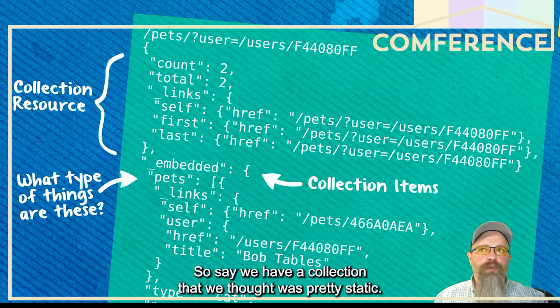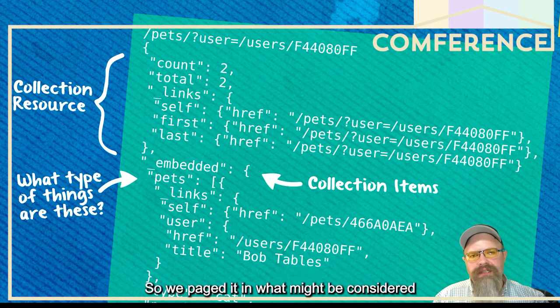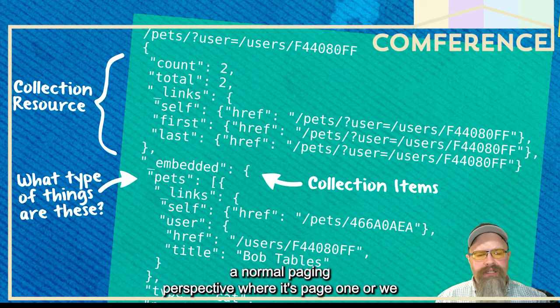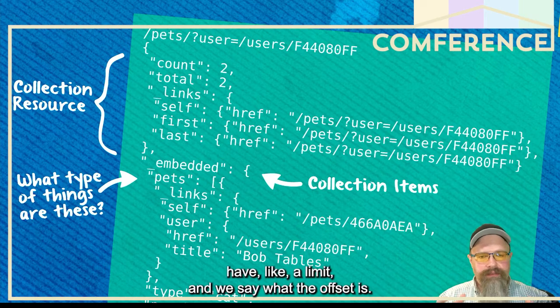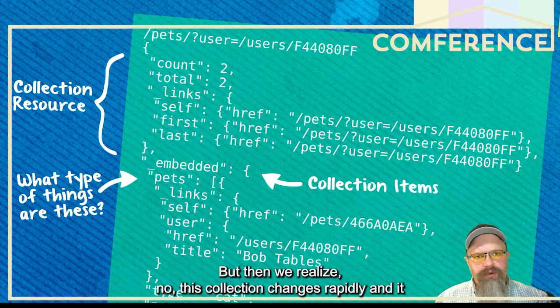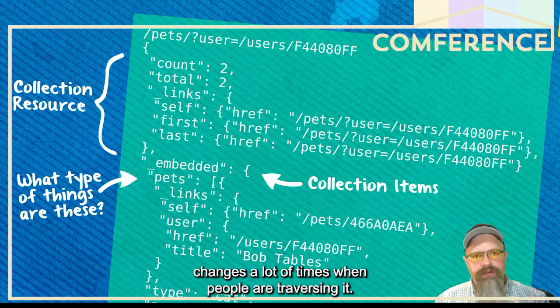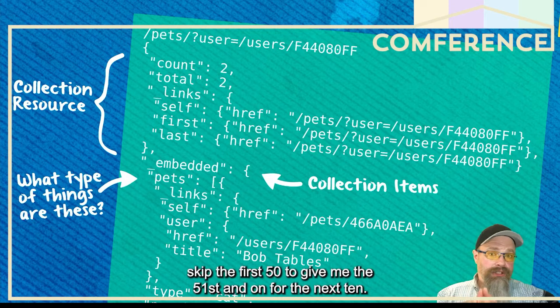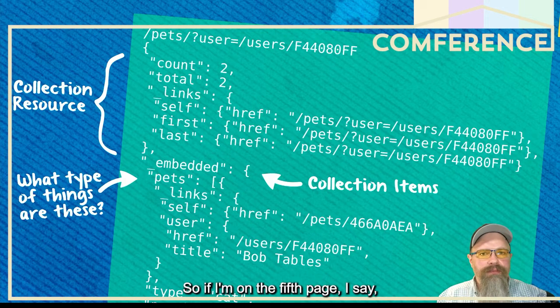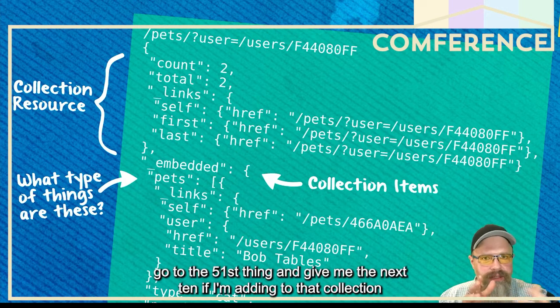So say we have a collection that we thought was pretty static, so we paged it in what might be considered a normal paging perspective where it's page 1 or we have like a limit and we say what the offset is, but then we realize no, this collection changes rapidly and it changes a lot of times when people are traversing it. So if we're just saying skip the first 50 to give me the 51st and on for like the next 10, so if I'm on the 5th page, I say go to the 51st thing and give me the next 10.